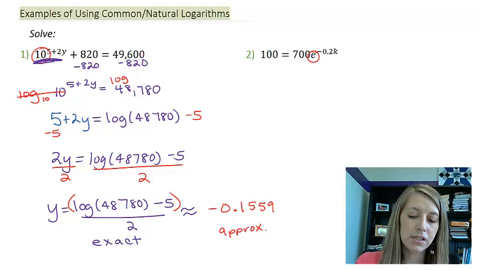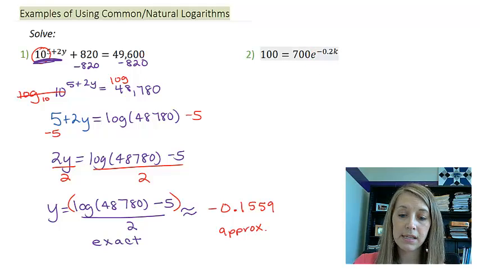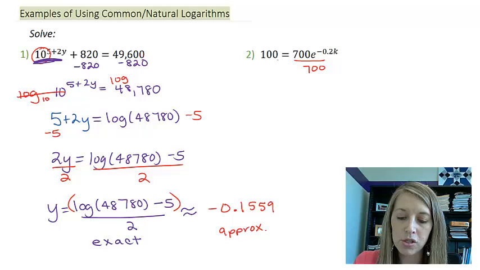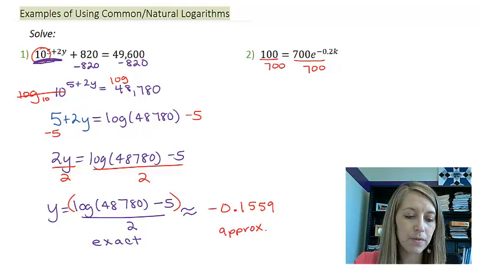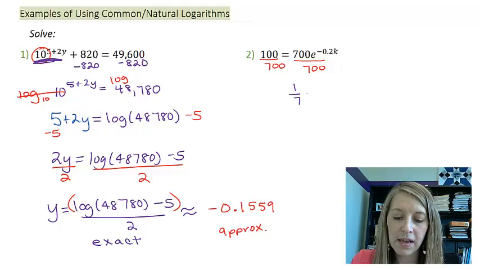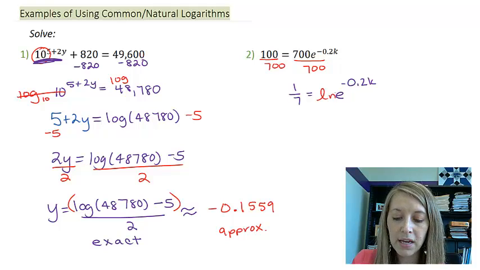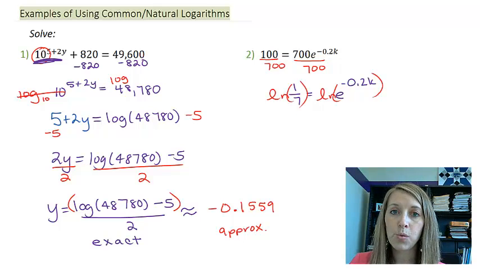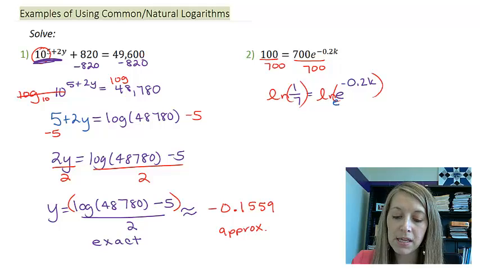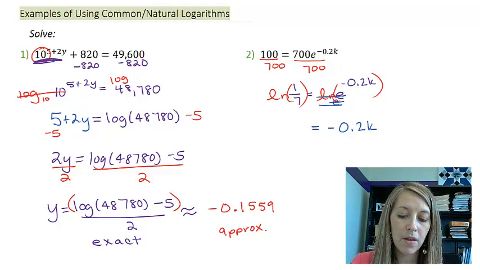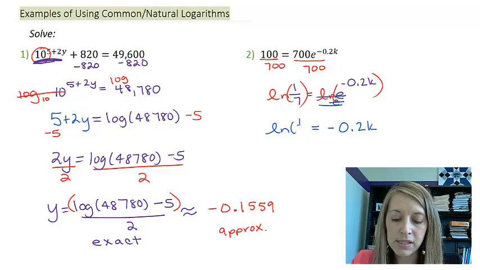All right, so the very first thing that I'm going to want to do is isolate the exponential part of this. So I'm going to do that by dividing by 700. And so that gives me 1 over 7 is equal to e to the negative 0.2k. Then to get my e to cancel out, I take natural log of both sides. Like I said before, this works out wonderfully because natural log base e of e cancels out. And so all I'm left with there is the exponent, negative 0.2k. On the left, I have natural log of 1/7.